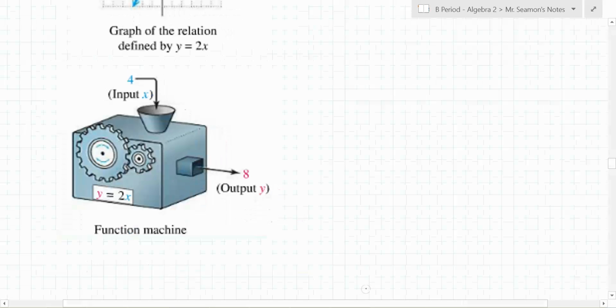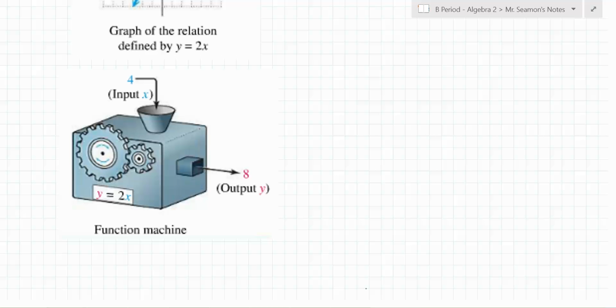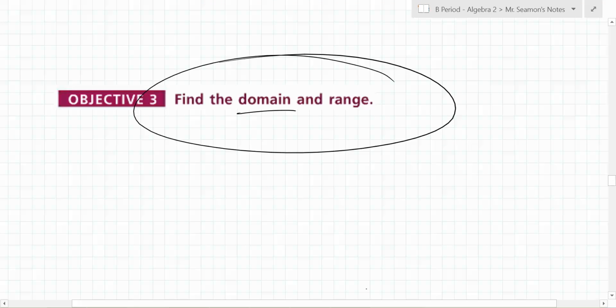Go ahead, Sarah. The function machine. The idea of a function is you throw a number into the machine and it does stuff to it. It might double it, it might triple it, it might square it, and then it pumps out an exported number y. I just wanted to make sure I included it. I like drawing a machine sometimes. My drawing of gears is getting better over the years.